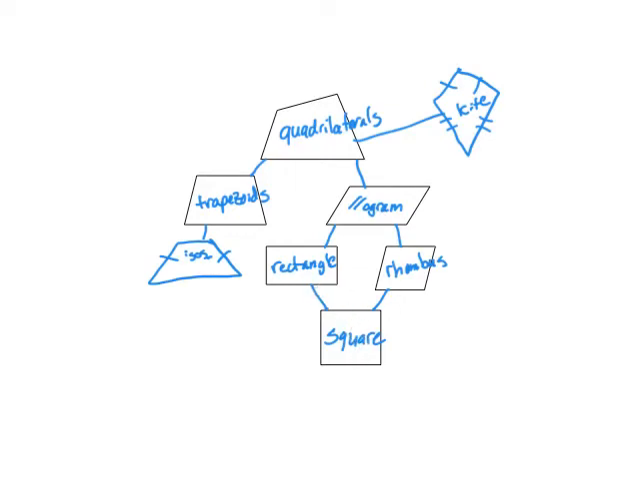A square is a parallelogram. An isosceles trapezoid is a trapezoid. An isosceles trapezoid is a quadrilateral. A rectangle is a parallelogram, but not every rectangle is a square. So it's always from the bottom up where the families are included, like always. Not every rhombus is a square, but every square is a rhombus. So that's kind of how you read that chart.